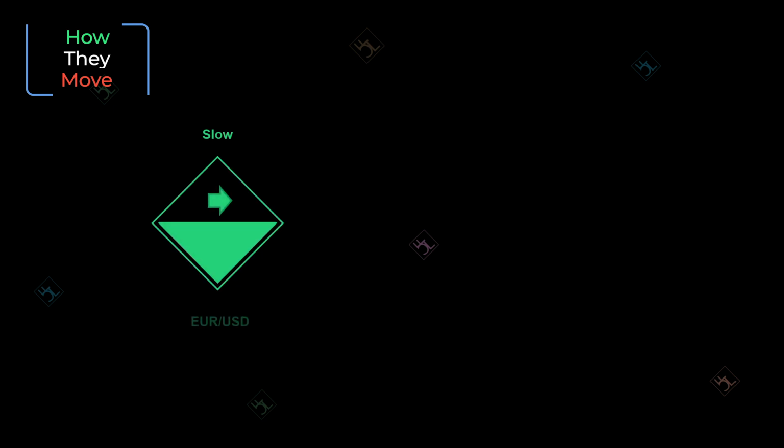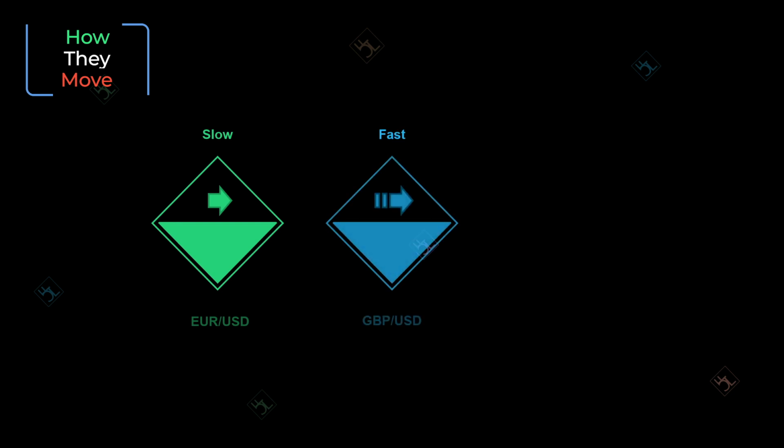Next, let's look at how different Forex pairs move. There are slow pairs, such as Euro-USD, which don't tend to move more than 100 pips a day. It can happen, although it is not very likely. Following on, we have fast pairs like GBP-USD, which tend to move more than 100 pips a day on an occasional basis. You may see it happen, say, once or twice a week in normal market conditions.